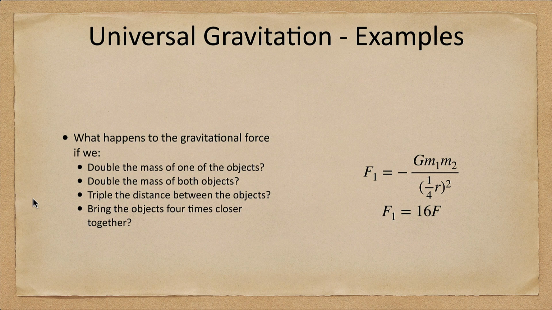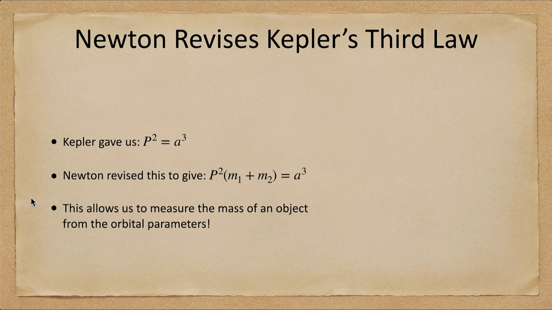So those are just a few examples of some of the things you can do with Newton's law of gravitation without actually going through detailed calculations. Now, how does this apply to Kepler's third law? Remember, Kepler gave us p squared equals a cubed. Newton revised this in a simplified version to give us p squared times (m1 plus m2) equals a cubed. So m1 is the mass of one object, m2 is the mass of the other object.